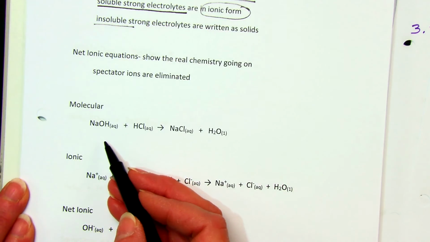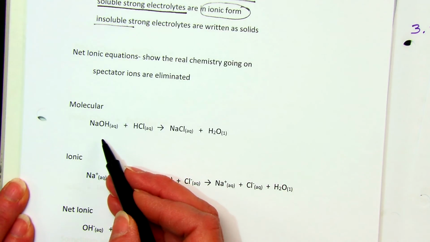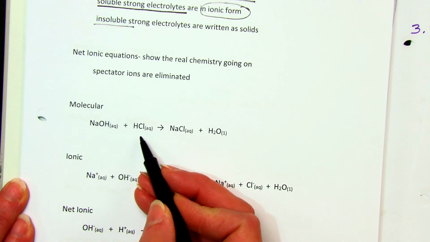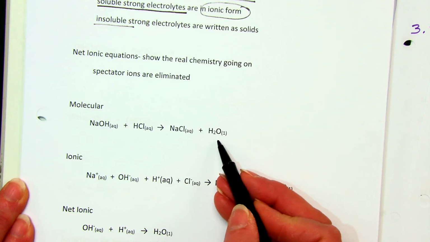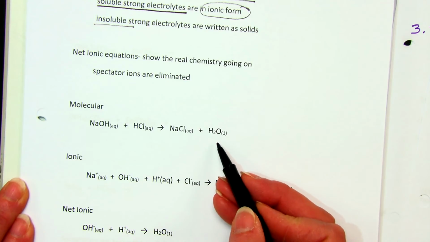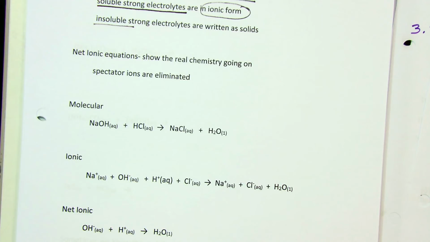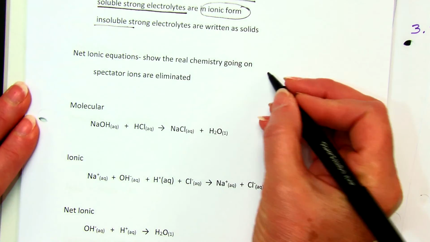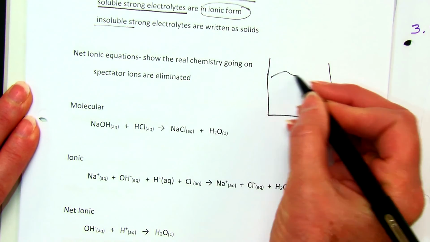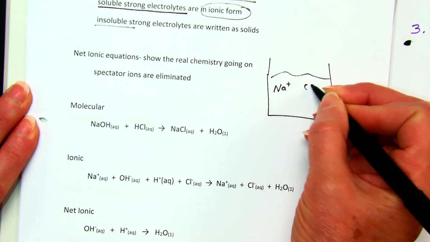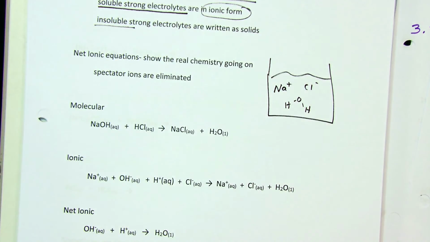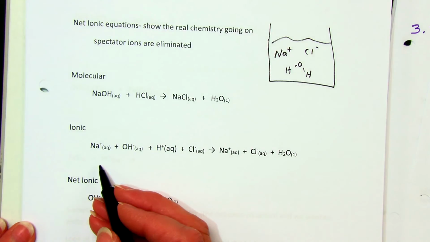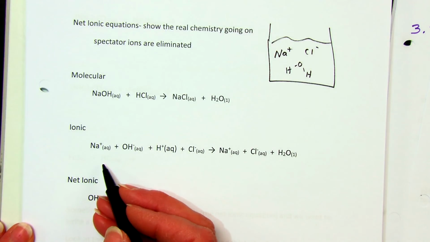So here's an example of an acid-base equation where we make a weak electrolyte. We have sodium hydroxide and hydrochloric acid. They trade partners, and we make sodium chloride, which is aqueous, and water, which is a weak electrolyte, and it's a liquid. Weak electrolytes are in their molecular form. If I look in my beaker at this point in time, with my molecular eye, which I wish I had, we have sodium ions, chloride ions, and water molecules in there. There's no sodium chloride in there. It all broke apart.